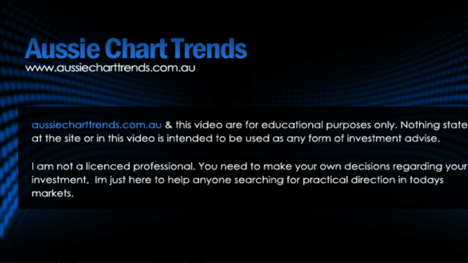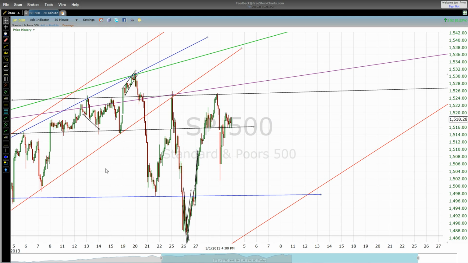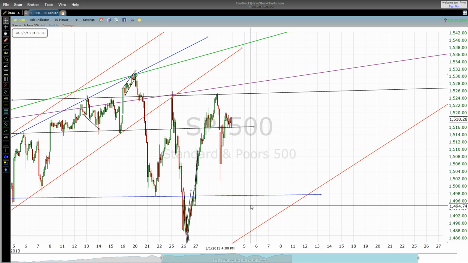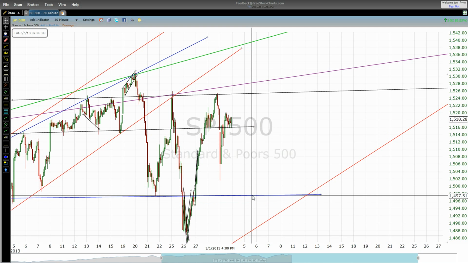Okay, so firstly, looking at the S&P 500, here on the 30-minute chart, guys, basically, to keep it simple, we are looking at this overhead resistance level around that 1525, 1526 level as an area of fairly strong resistance, and we're looking at this lower line here that is around that 1515 level, and then we've got this other support level that is a bit lower, which is our neckline to our failed head and shoulders pattern.